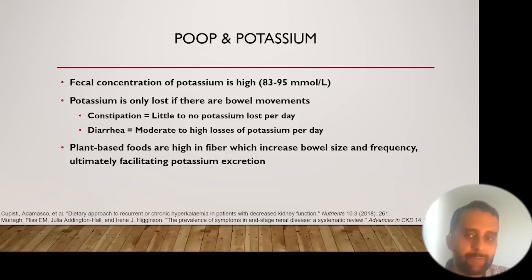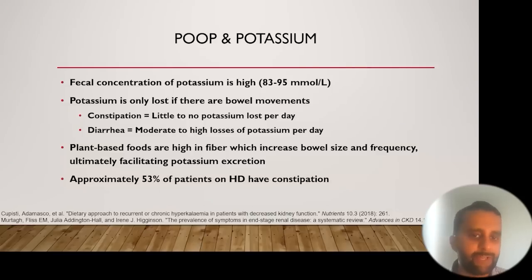Plant-based foods are high in fiber, which can increase the bowel size and frequency, and this facilitates potassium excretion. About 53% of patients on dialysis unfortunately have constipation, so they can't regularly take advantage of this natural mechanism to increase their potassium excretion, which is important in those on dialysis.